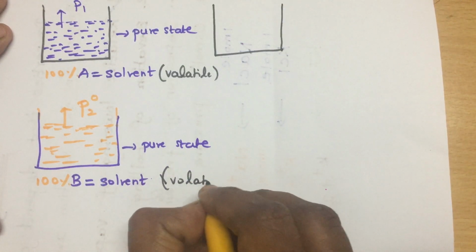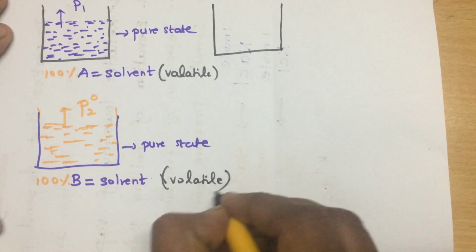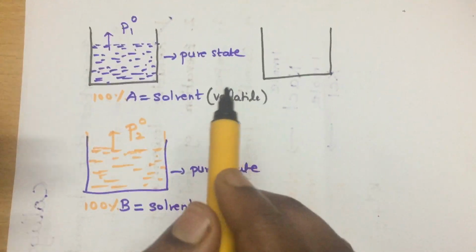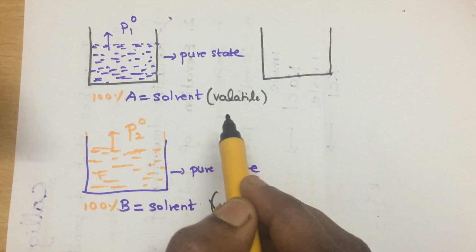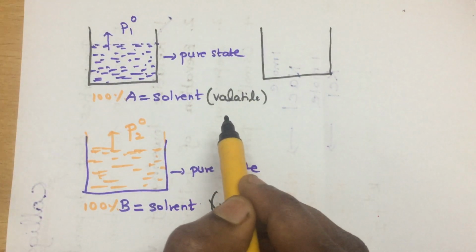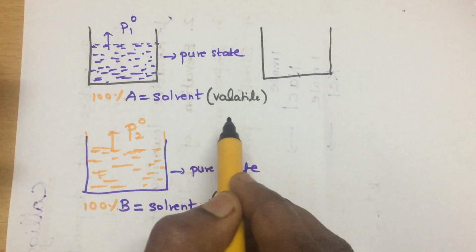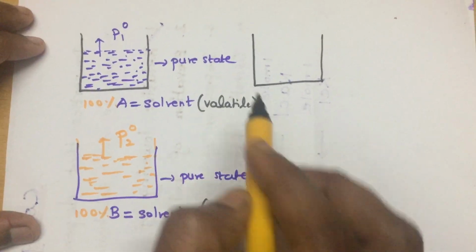This is volatile, meaning it has the tendency to evaporate. This is capable of turning from liquid state to vapor state. Understood? It has the capability to vaporize.